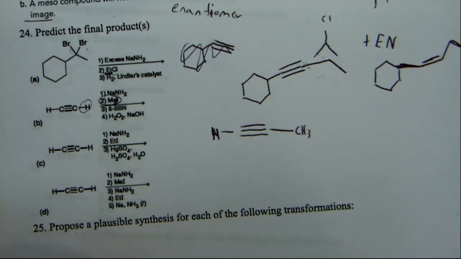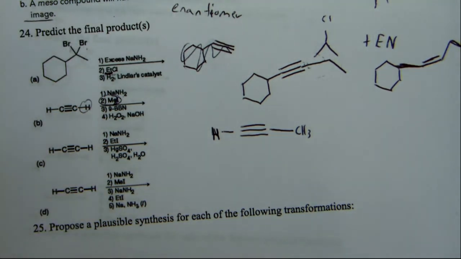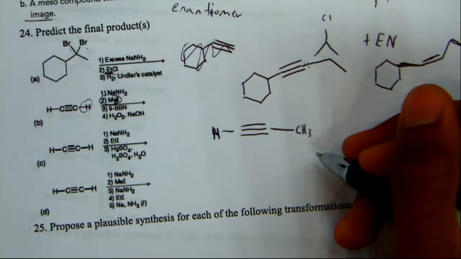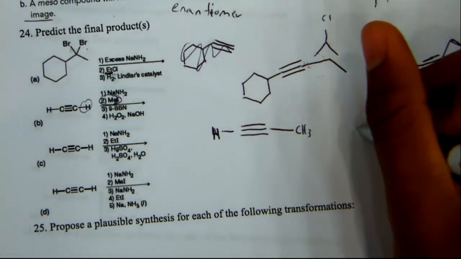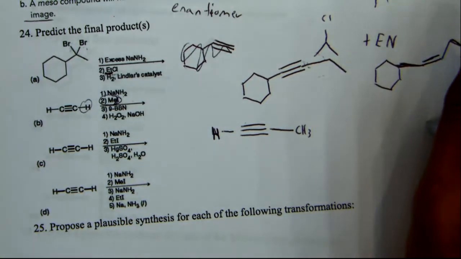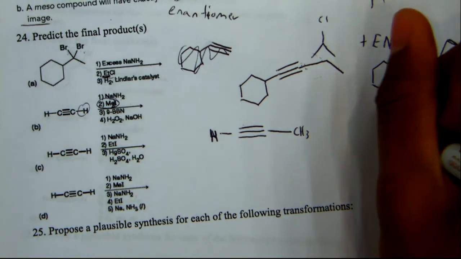Now we have 9-BBN, H2O2, NaOH. And this is called the hydroboration oxidation. What this will give us is an aldehyde whenever we have one terminal alkyne. So I'm going to draw it. Actually, I'll keep it the way it is.